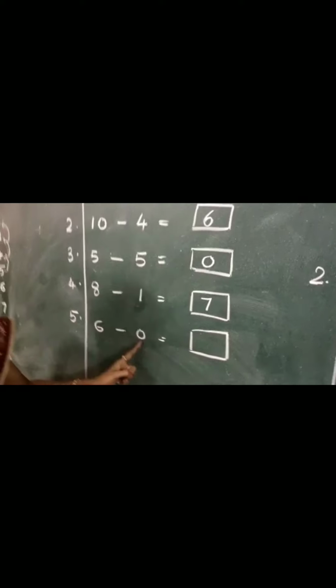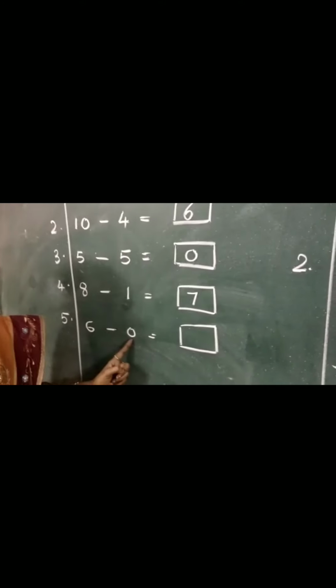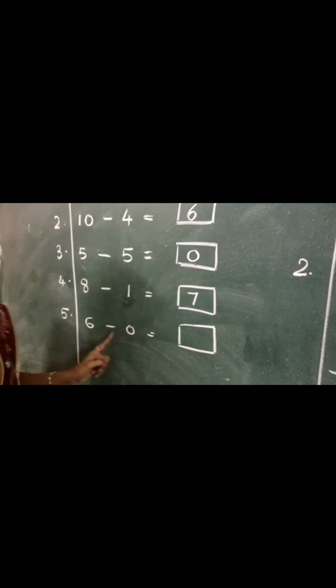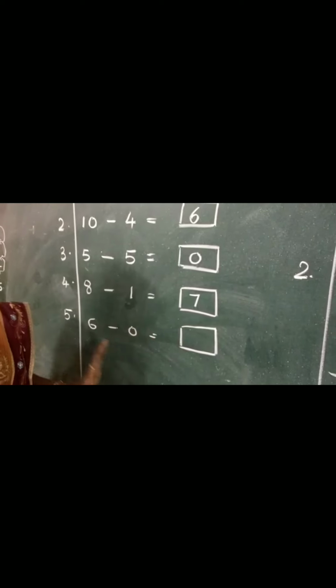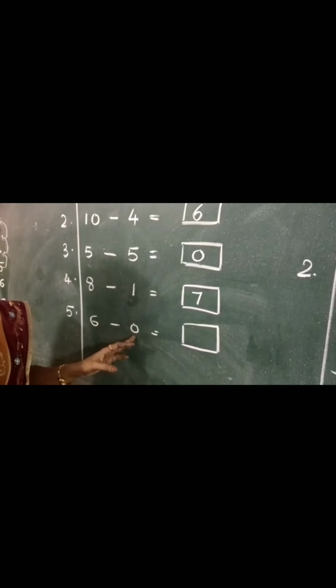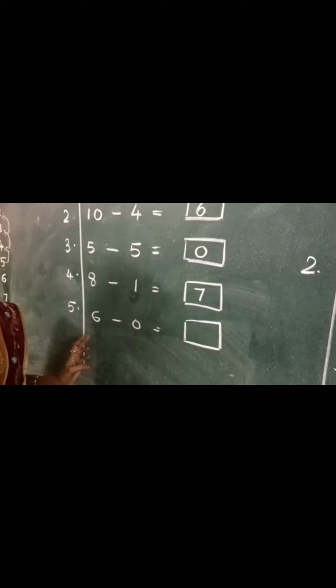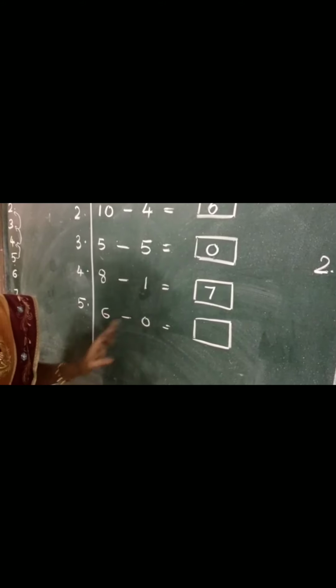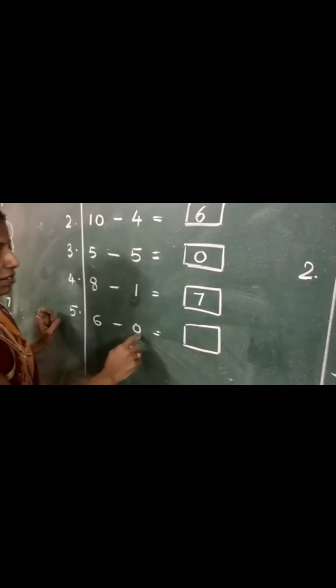Next, let us see what happens when we subtract with a 0. 6 minus 0 equal to what? In addition also, when you add 0, you get the same number. Here also, when you subtract with 0, you get the same number. So 6 minus 0 is 6.